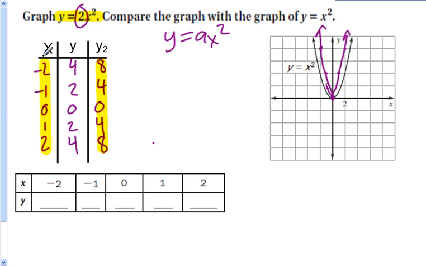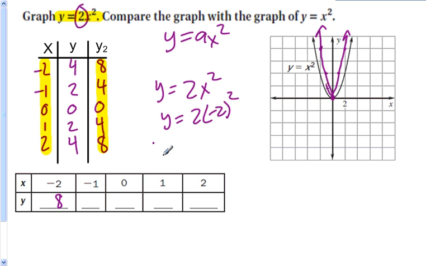Now if you don't want to graph the parent and then perform the stretch or multiply the y's, you can just make a table and directly substitute into the equation y equals 2x squared. So let's try that. If x is -2, I'm just going to plug that into this equation for x, and then I'll calculate the value. So to calculate, you're going to go -2 squared, which is -2 times -2, which is 4, and then 4 times 2 gives you 8.